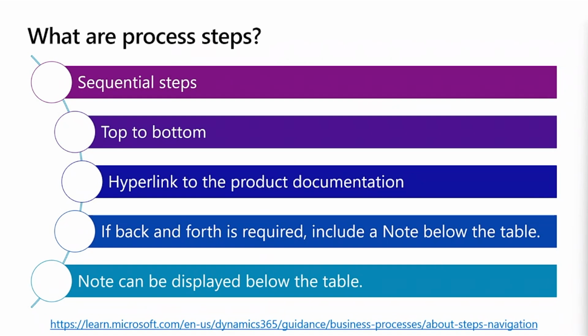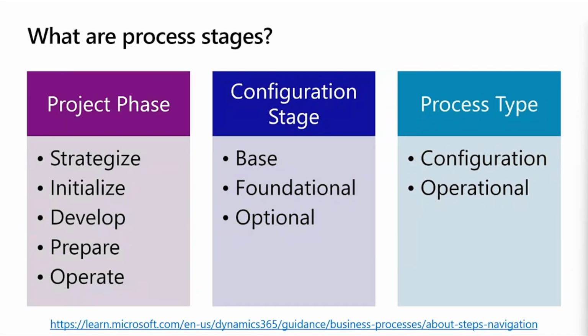Each of the steps has a hyperlink to the product documentation. If you don't see a hyperlink, that typically means that product documentation does not exist for that particular step. We've tried as much as possible to avoid back and forth, but if there is some back and forth required, you'll notice a note below the table. Notes can also be used for exceptions or other things that we couldn't fit into the table to make it readable by the user. The next column in the table is process stages.